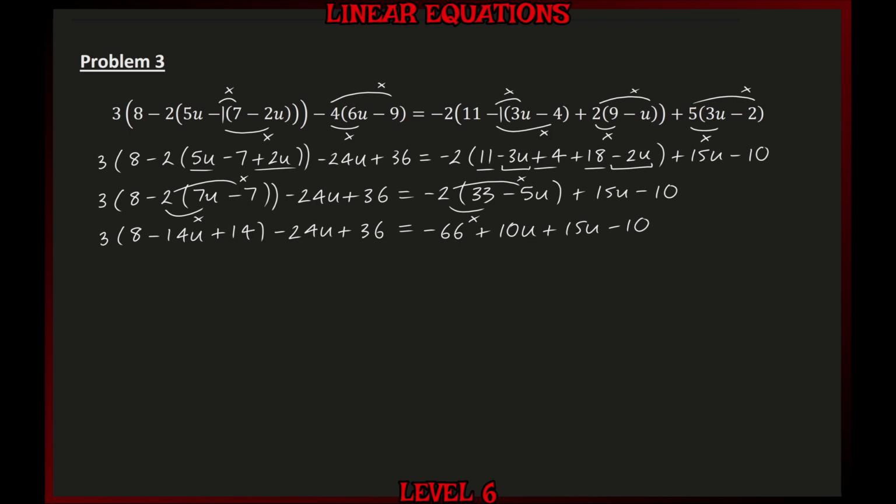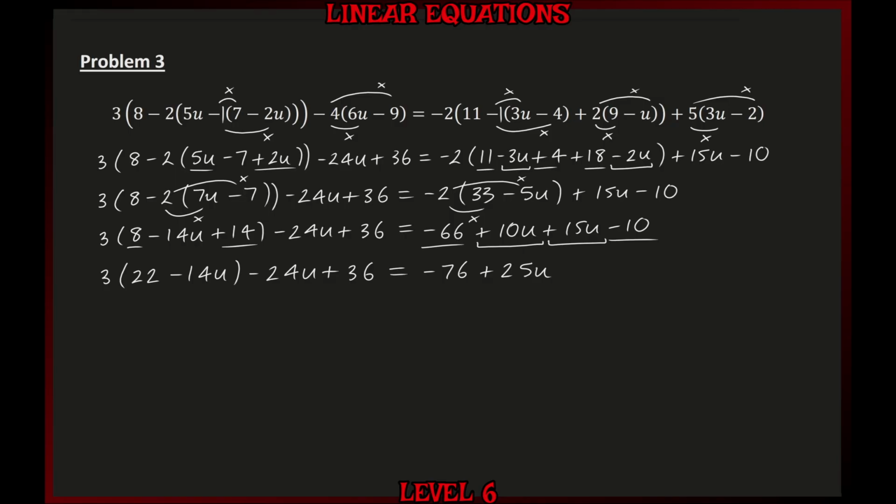We can now collect our like terms together. So on the left we have 3 multiplied by 8 plus 14 is 22, and we still have a minus 14u in that bracket. Minus 24u plus 36 is equal to a minus 66 minus 10 is minus 76, and plus 10u plus 15u is plus 25u.